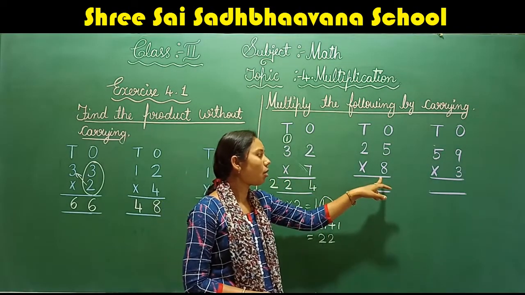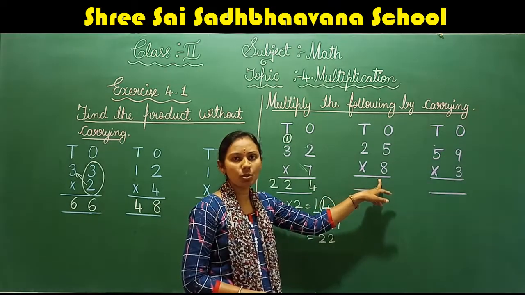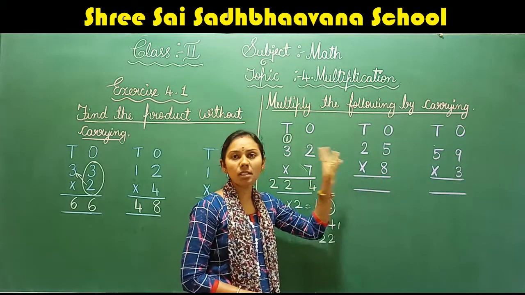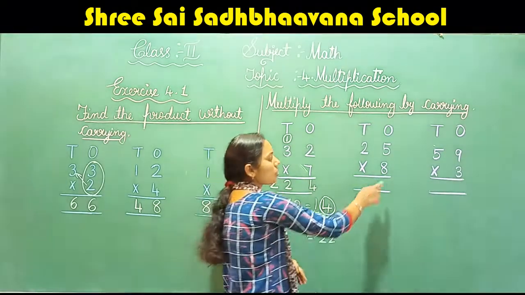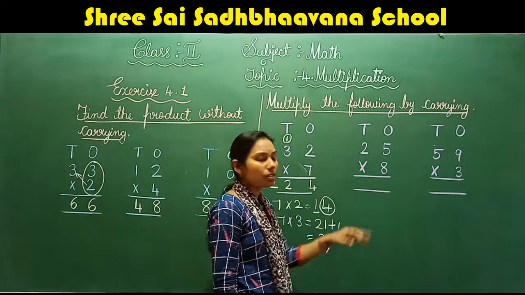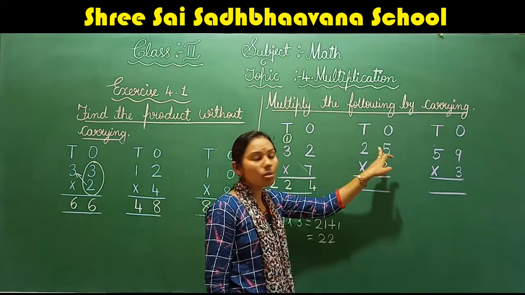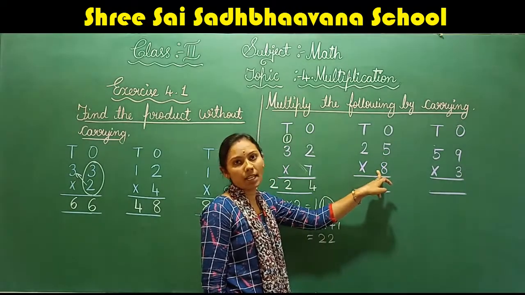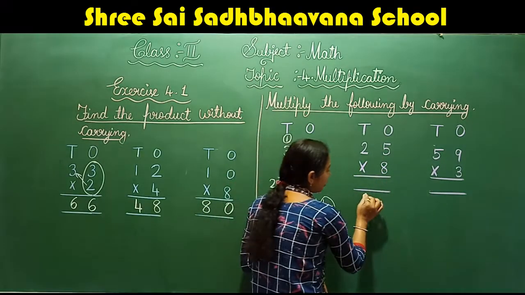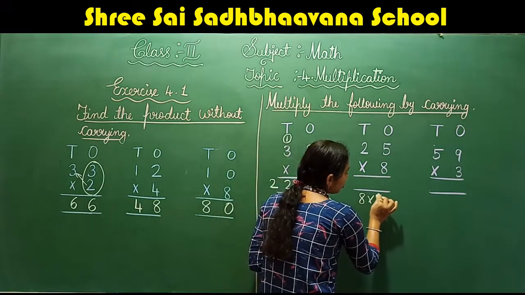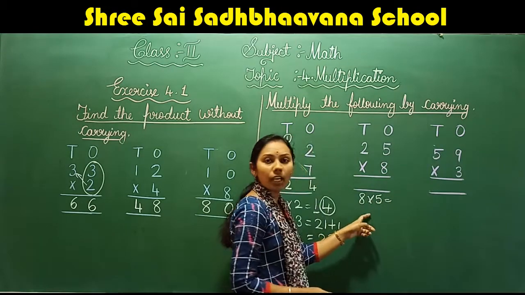Okay, so what is the first step you have to follow in this? You have to multiply the ones place. Okay, so 8 fives down. The 1's place is 5, you can see, no? 5 you have to multiply by 8. So 8 fives, 8 into 5.